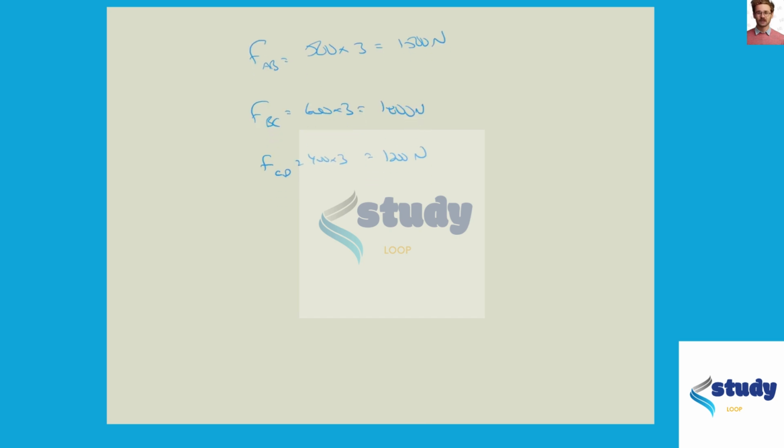The sum of the forces in the horizontal direction is 0. And assuming that A sub x and C sub x are the horizontal reactions at A and C, they must be equal to 0.